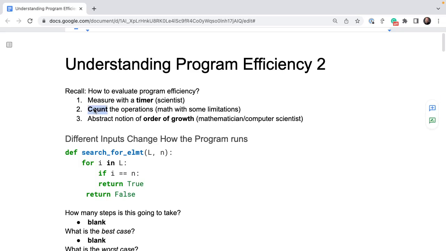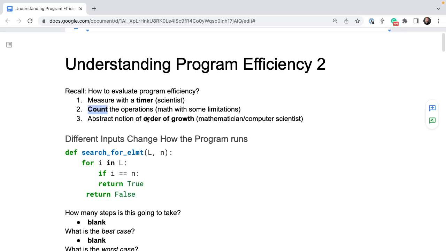Then we looked at counting operations. So what were some of the downsides when we looked at counting? It's harder, which isn't bad. And actually, number 3 is going to take the hard part of number 2 and get rid of it. So that's actually a good thing to say. Any other thoughts?